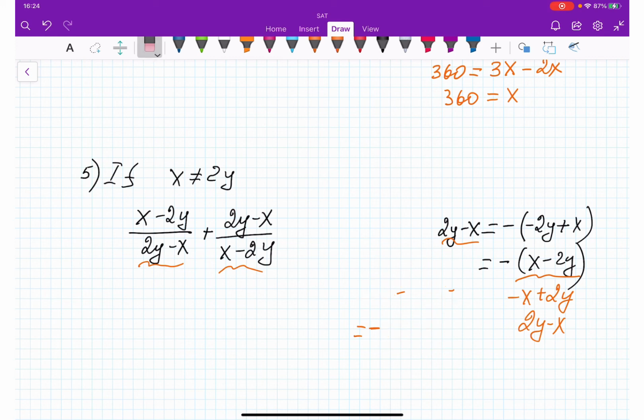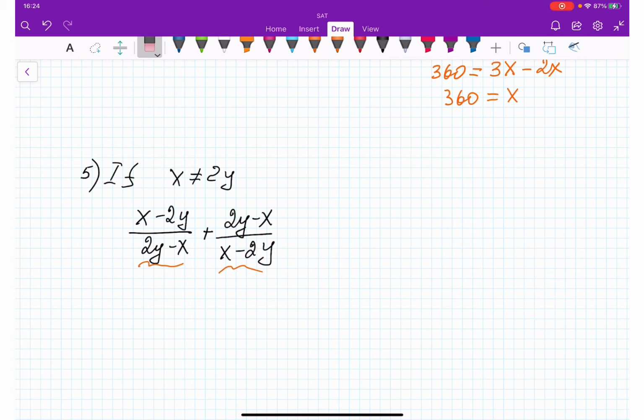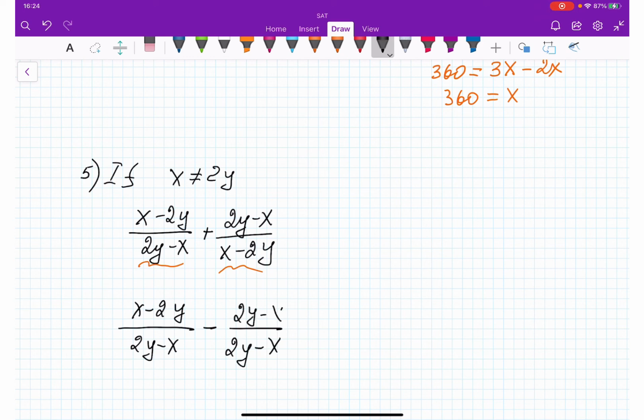So, what I'm going to do here, I'm going to put a negative sign in front of the second fraction and flip the denominator, which is going to be x minus 2y. I put here a negative sign, and I will have 2y minus x, and here 2y minus x. Okay, this is going to be interesting. So 2y minus x, 2y minus x, it's going to be cancelled, right? I will have here 1.